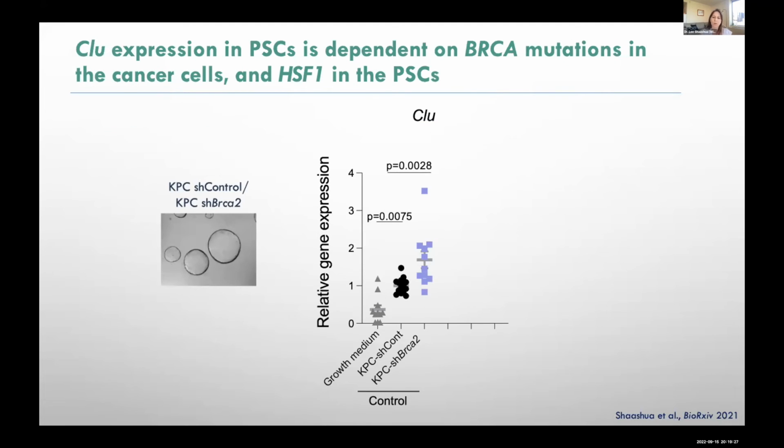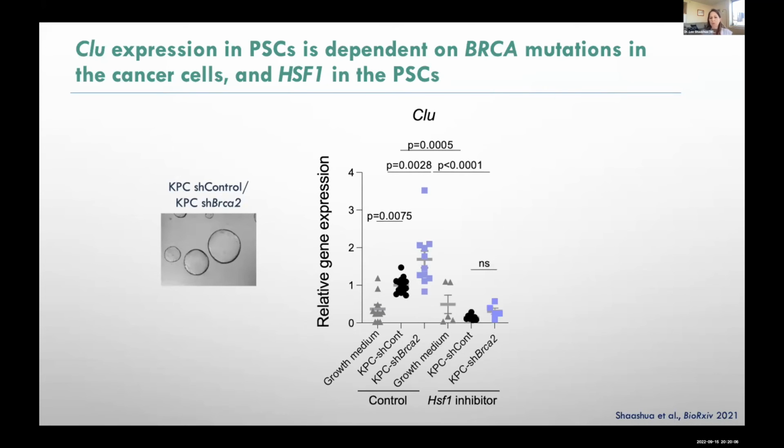We then wanted to know whether there's a difference after exposure to conditioned medium of BRCA mutant or wild type cells. For that, we transduced the KPC organoids with shRNA for BRCA2 or non-targeting control. And then we exposed the same naive fibroblasts to either KPC conditioned medium of the targeting control or a knockdown of BRCA2. We found that both cancer conditioned medium exposures elevated clusterin, but the BRCA2 knockdown elevated much more.